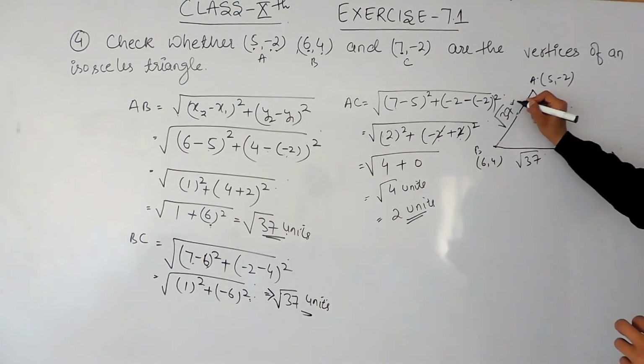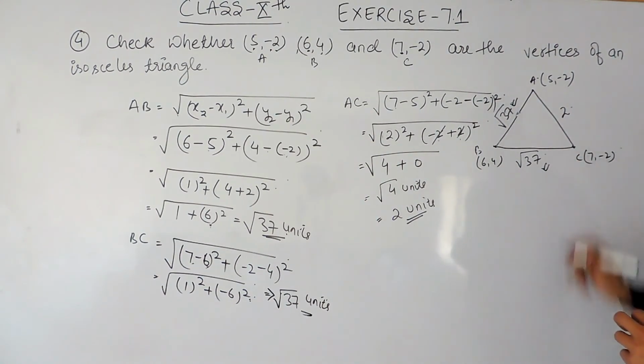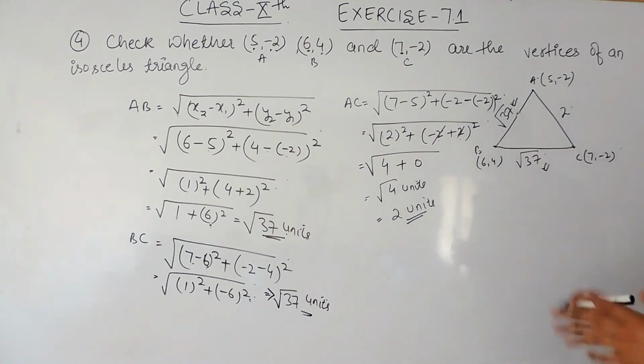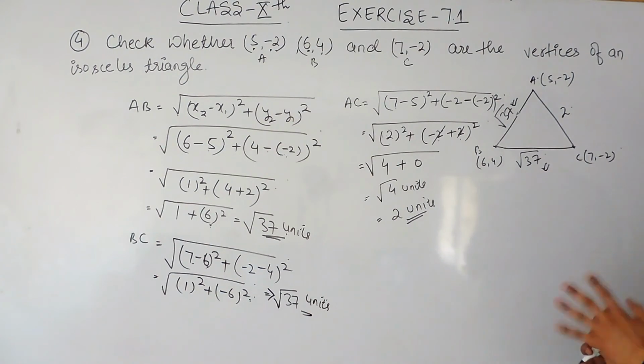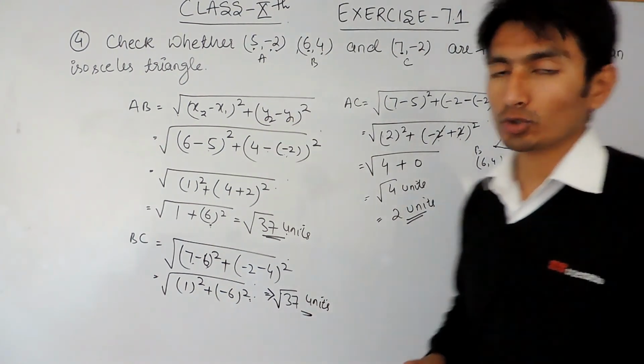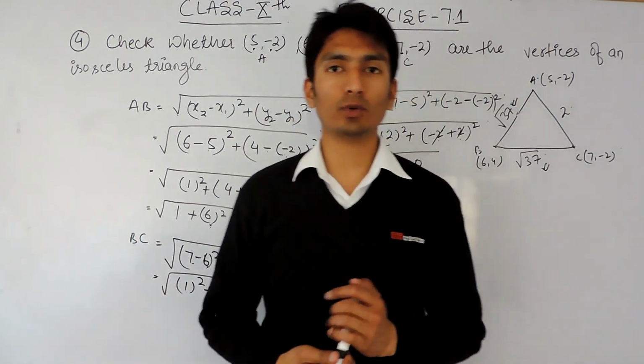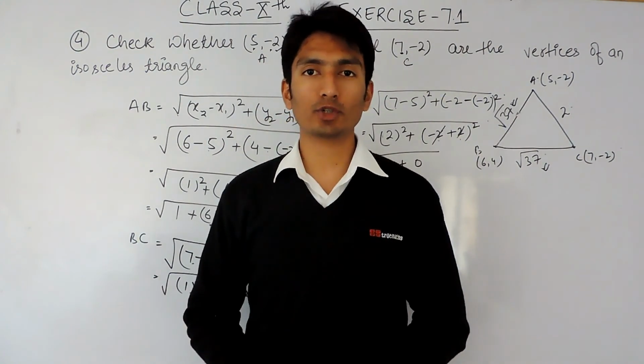So here we have proved that two sides are equal. So this will form our isosceles triangle. So this is how you can solve this particular question. I hope you have understood this one.